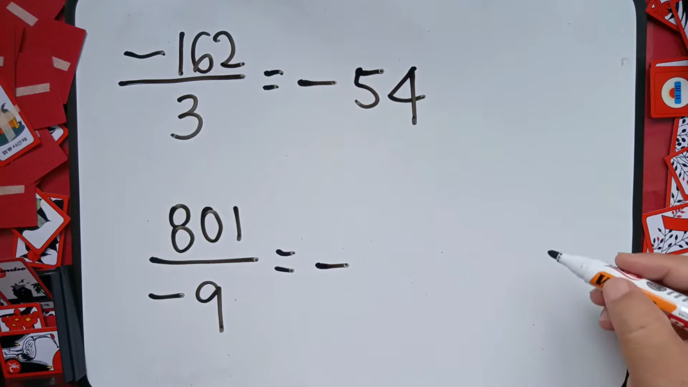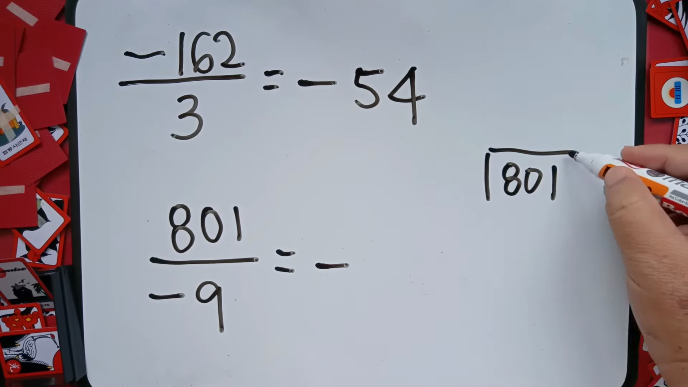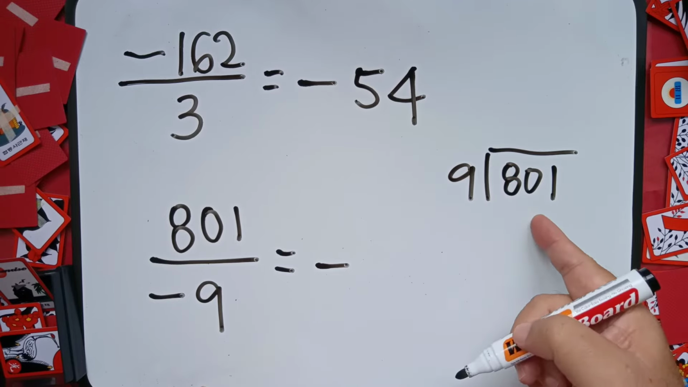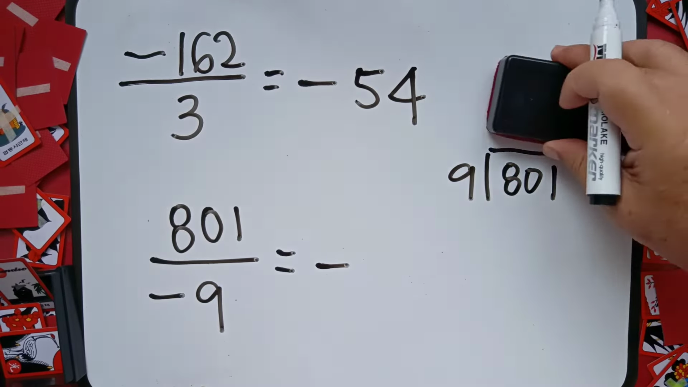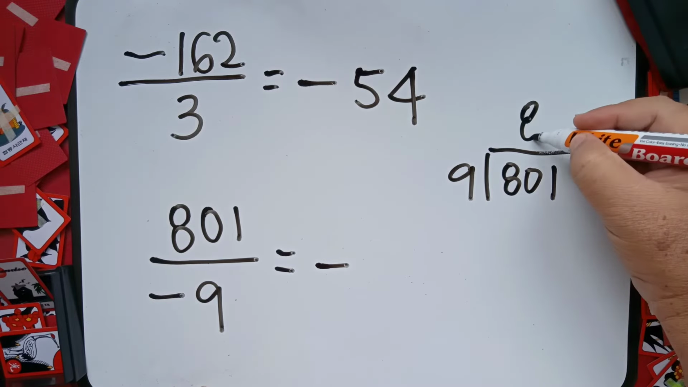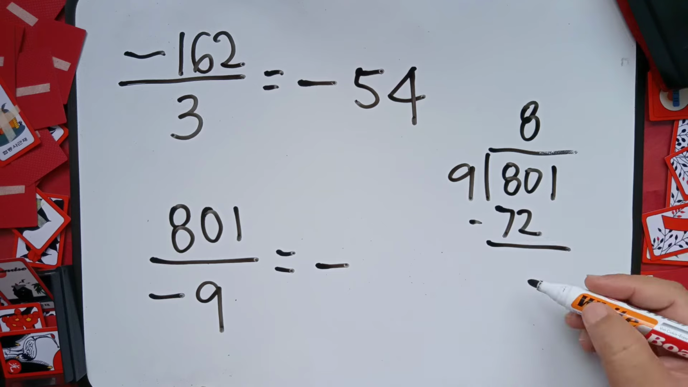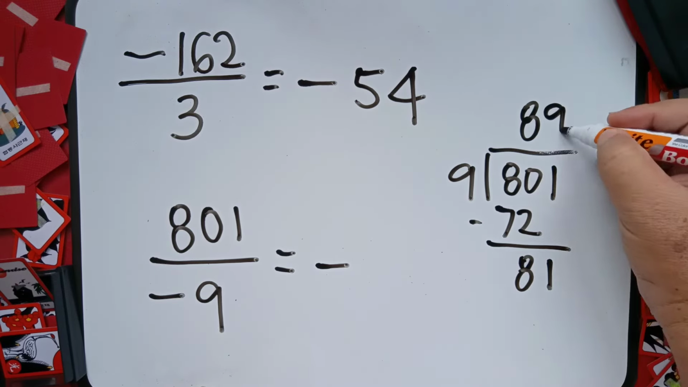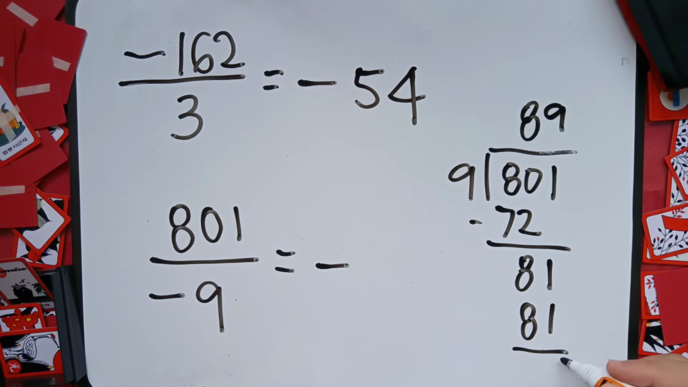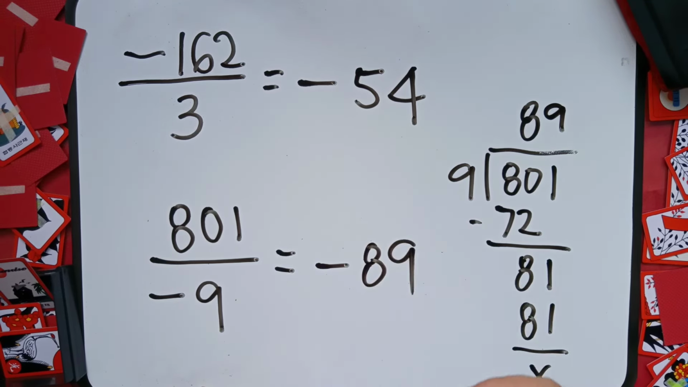Now, 801 divided by 9. 80 divided by 9. 8, sorry, 8. 72. Then subtract 80 minus 72. 8. Bring down 1. 81. So negative 89. As simple as that.